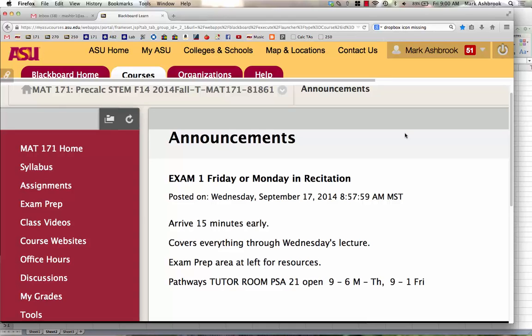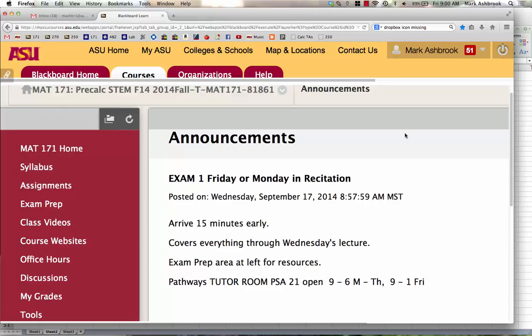Today's your exam. If your recitation is today, make sure you're there 15 minutes early. Give yourself plenty of time for the exam. It's about an hour and a half, and it covers everything through Wednesday's lecture.